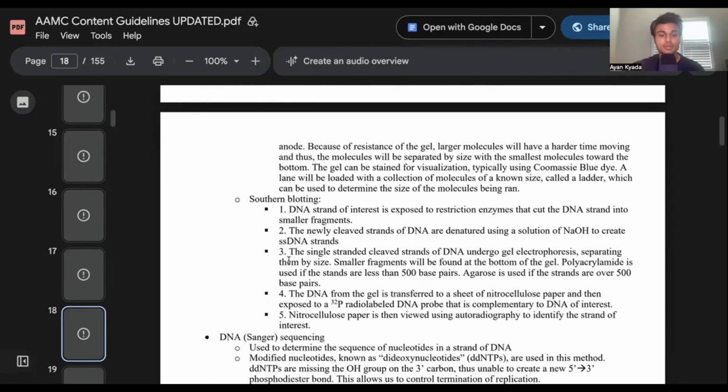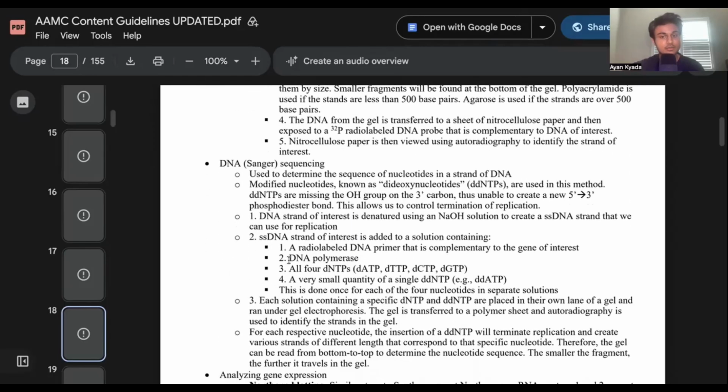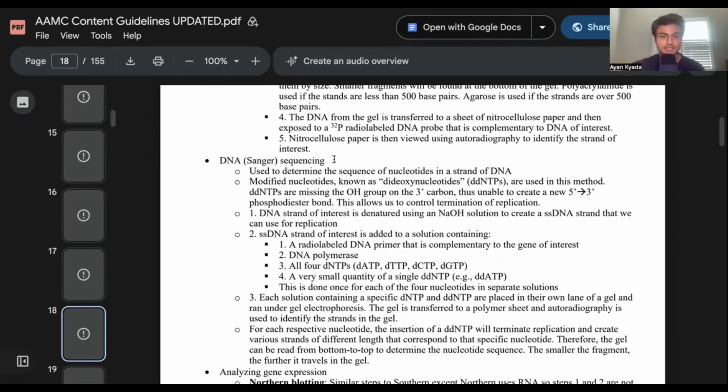If you want to determine the exact nucleotide sequence of an unknown strand of DNA, that's where you're going to use DNA Sanger sequencing. And in Sanger sequencing, you use three things. The first one is a regular dNTP, which is a regular nucleotide for all intents and purposes, and then DNA polymerase, which synthesizes the complementary strand.